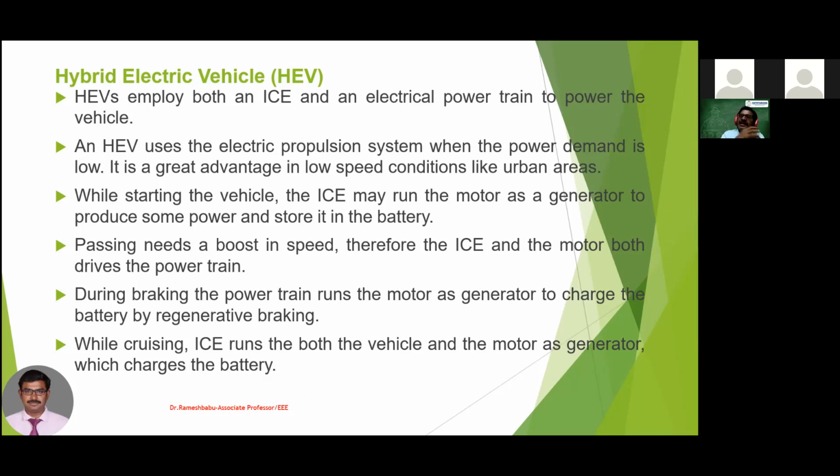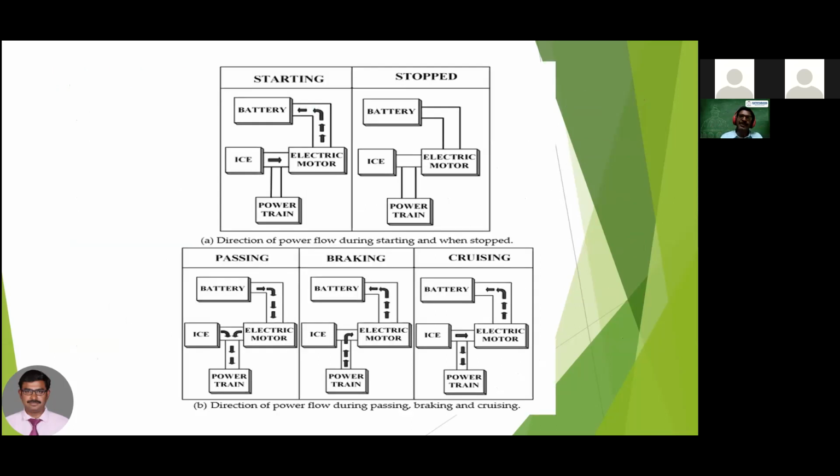This hybrid electric vehicle system, based on the operation, is classified into different modes. I'll show you the modes. You can see in the diagram, starting: the IC engine is started and working. It is going to give power to the driven wheel. At the same time, the battery is charging. This is the first diagram, starting.